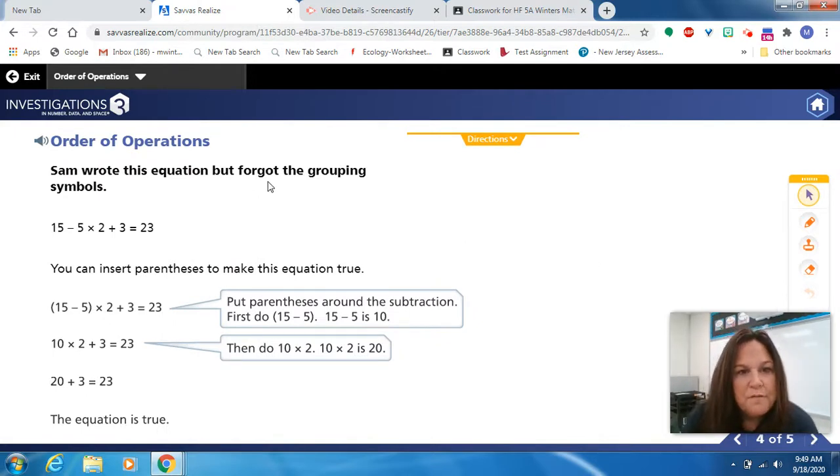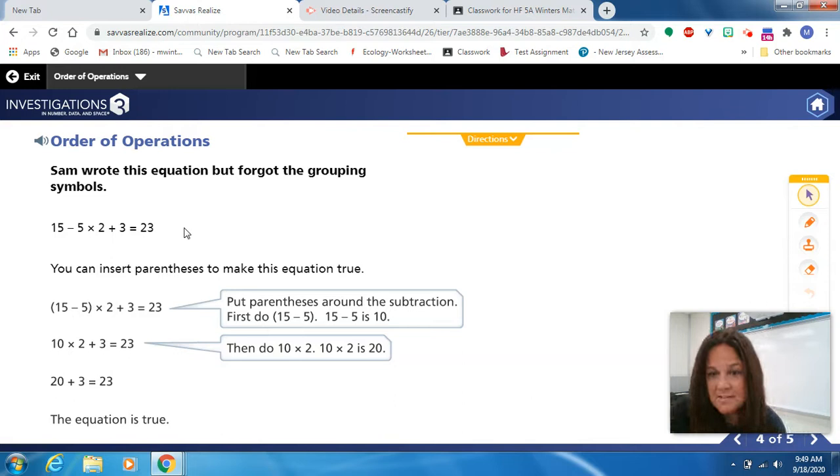Sam wrote this equation, but forgot the grouping symbols. You can insert parentheses to make this equation true. So he wrote the equation. If we solved it the way that it is written here, we're not going to get 23. So for this one, we need to figure out where to place the parentheses.